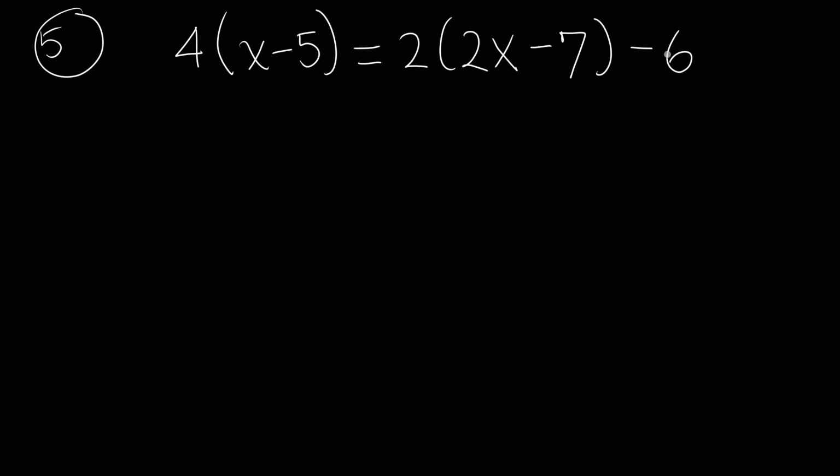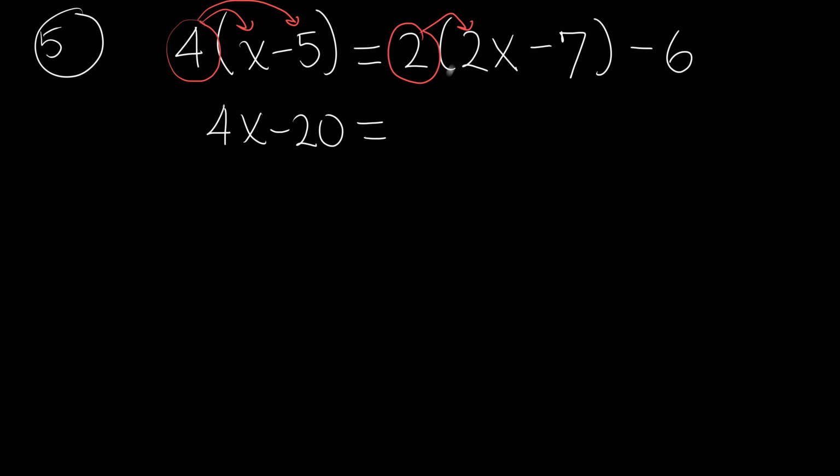Problem number 5, we do have some parentheses here. So let's clear those parentheses now. Whenever we're doing this, I'm going to multiply this 4 here by x and then times the negative 5. So you have 4x minus 20, because 4 times negative 5 gives you negative 20, equal. Same technique here, 2 times 2x is going to be 4x. 2 times negative 7 is going to be negative 14, minus 6.